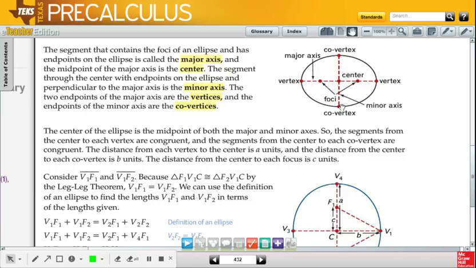If you know the length of one side, you should be able to calculate or graph the other side. So if you know the center and the coordinate point of either a co-vertex or a vertex, by calculating the distance, you should be able to calculate and pinpoint the other vertex or the other co-vertex. So make sure you have all the information here. Don't worry about the one at the bottom, but make sure you have the information that was explained in this video.